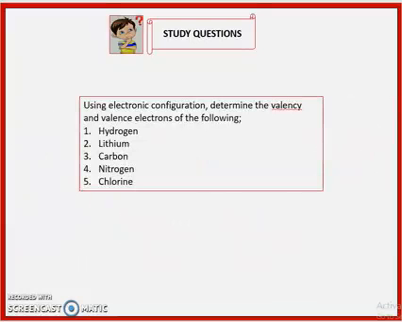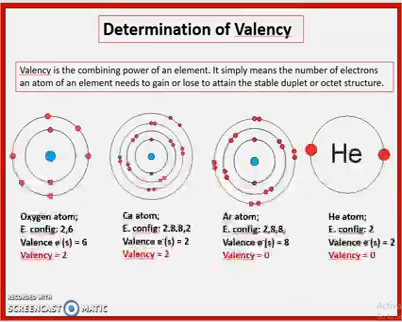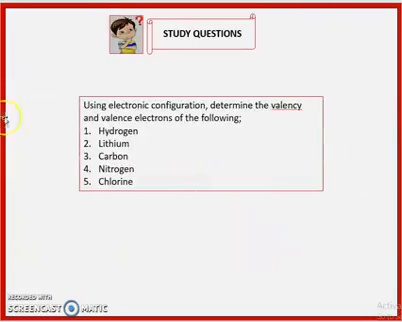With this information, I believe you can solve these study questions. Using electronic configuration, determine the valency and valence electrons of the following elements: hydrogen, lithium, carbon, nitrogen, and chlorine. I want you to do the same thing I did here. Draw their structures, tell me the configuration, and the valence electron and the valency.